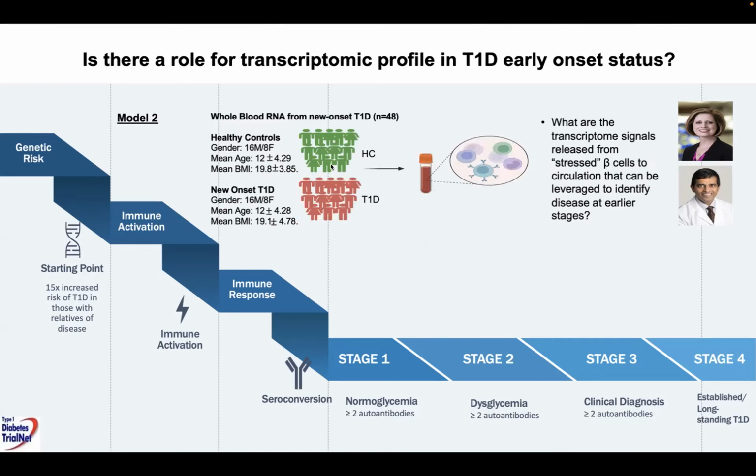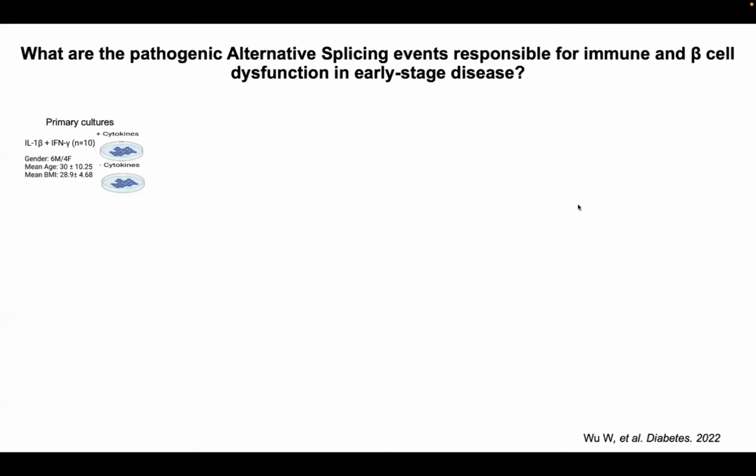In model 2, we looked into the whole blood RNA from new-onset type 1D patients. In this model, we ask what transcriptomic signals are released from stressed beta cells into circulation that can be leveraged for biomarker identification or to identify disease at the early stage. In the first project, our previous finding focused on model 1, where we treated human islets, 10 in total, with interleukin-1 beta and interferon gamma for 24 hours to mimic the early stage. Then we sent those samples for RNA sequencing.